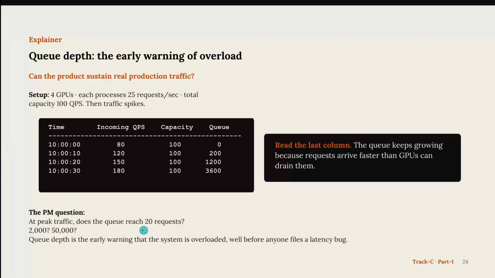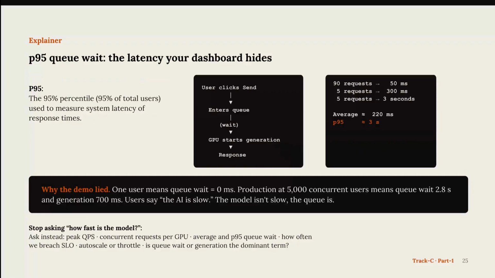Yeah, before anybody files a latency bug saying, "Hey, I submitted a request but it only came after 3 seconds, 5 seconds, 10 seconds," our queue depth can immediately tell us whether we are there or not in terms of latency. And one important factor is the P95 wait time. P95 is a percentile. It tells how many of the total users are able to get the required performance in the required time. So P95 is used to measure the system latency of response times.